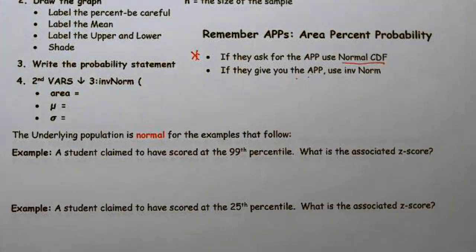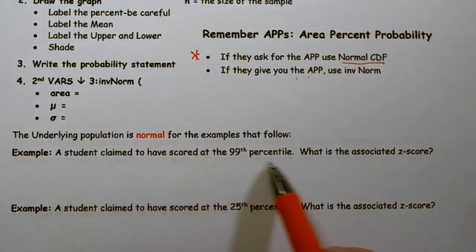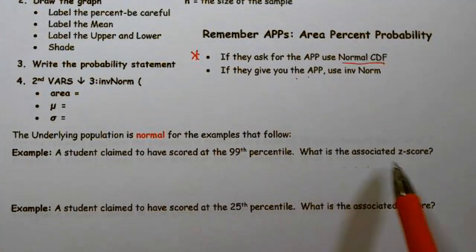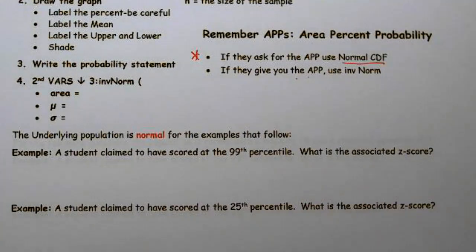Okay, so we're going to understand that the underlying population is normal for the following examples. And this is really important because we can only do inverse norm and normal CDF if we're working with normals. So a student claims to have scored at the 99th percentile. What is the associated z-score?